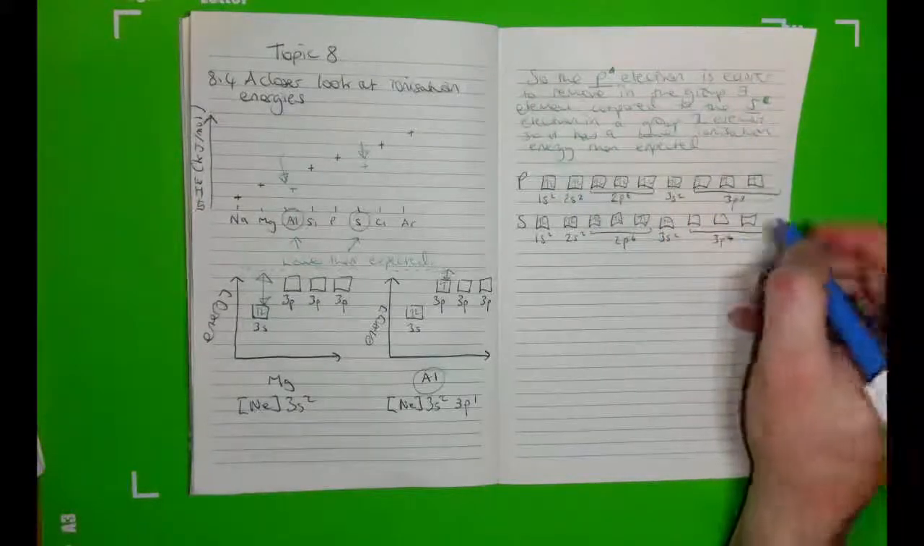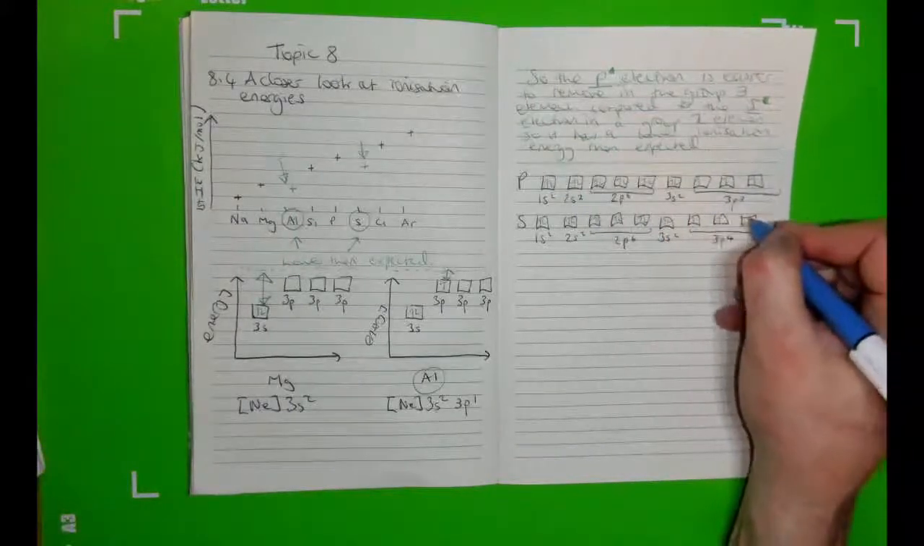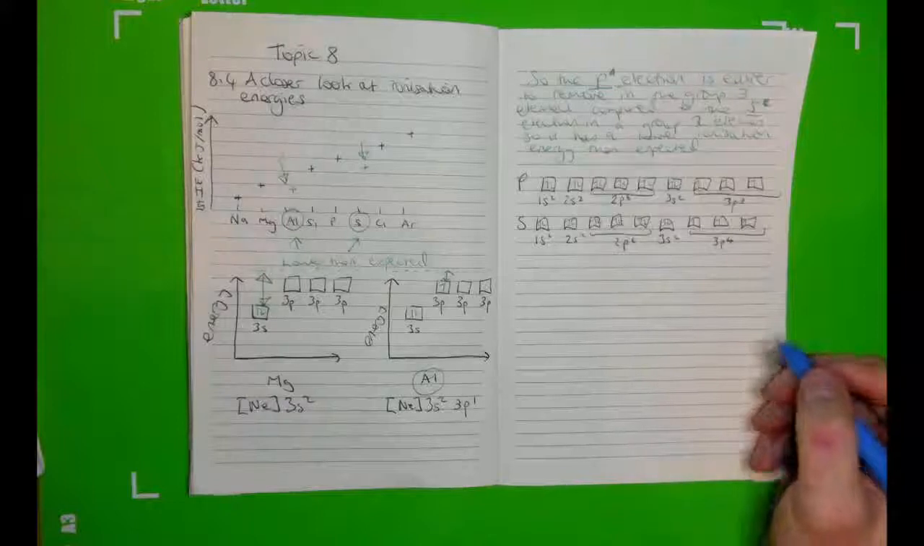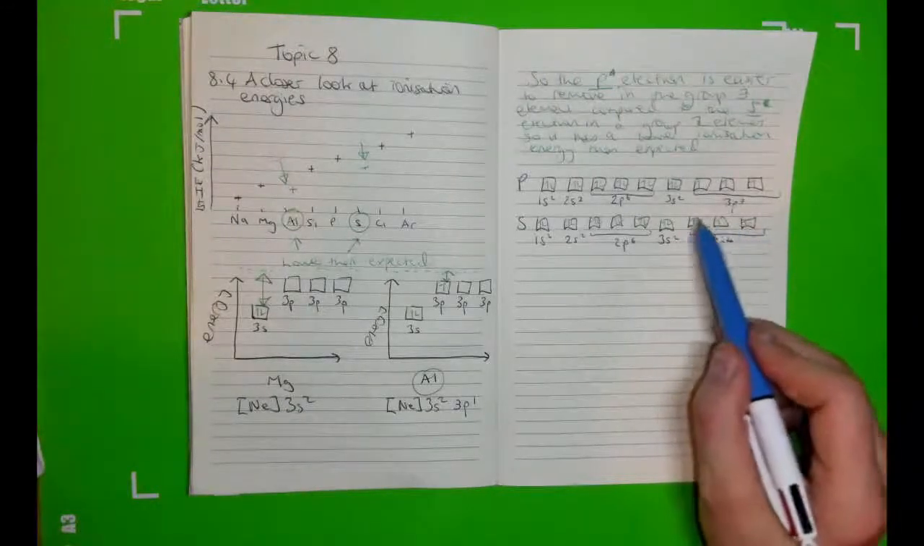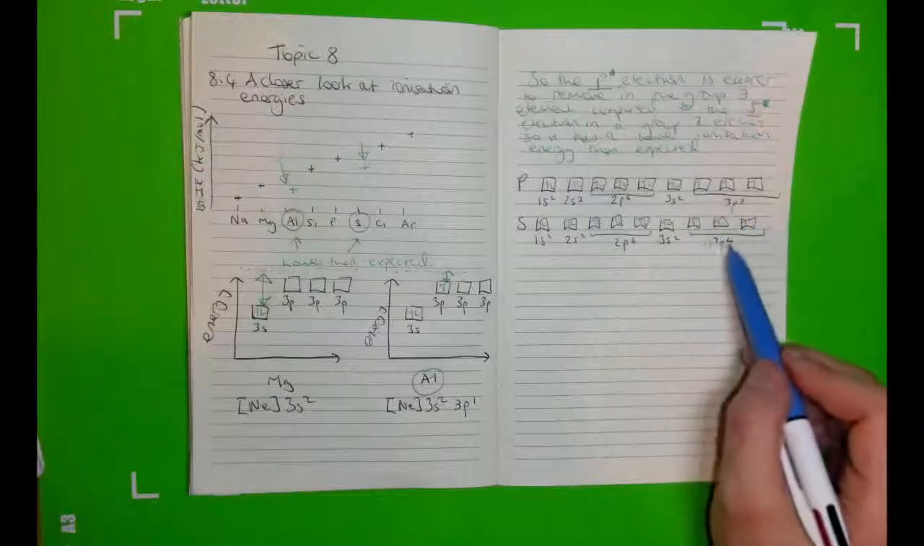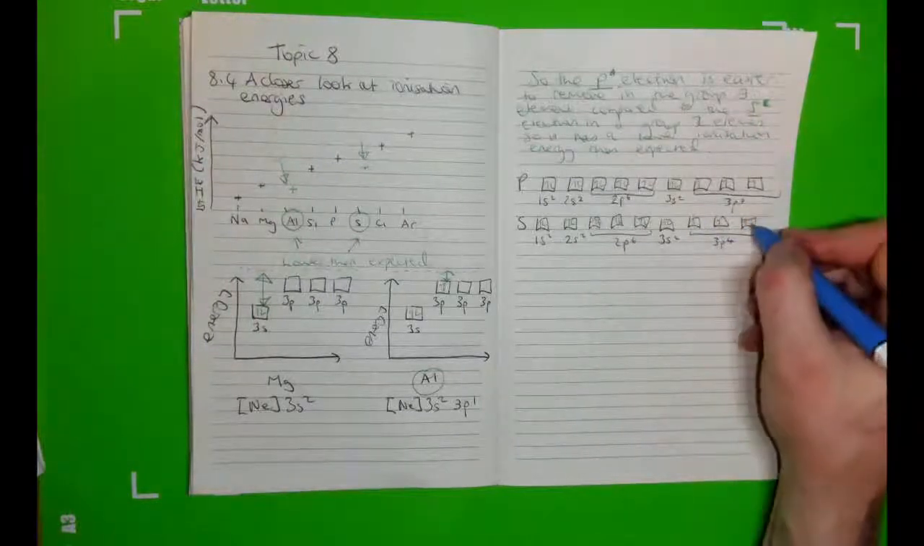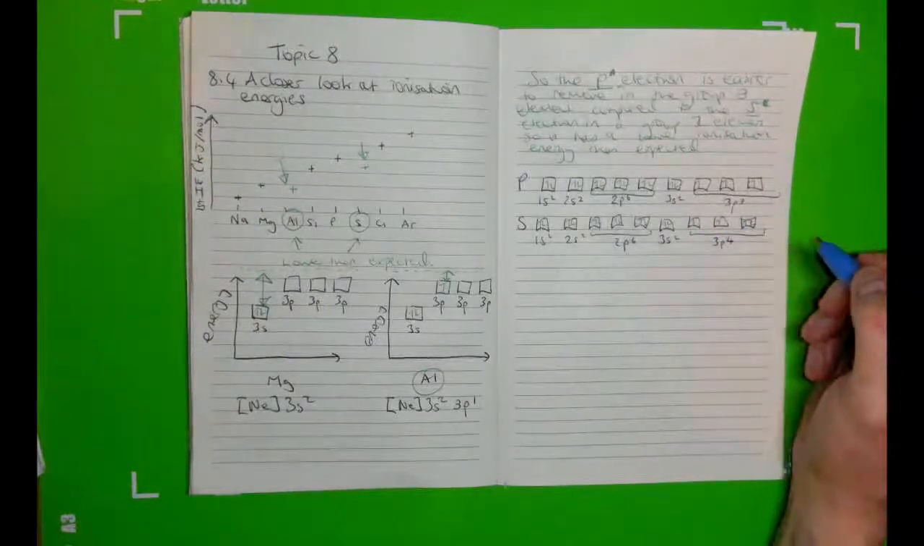3s2, 3p4. 1, 2, 3. Now, I'm going to have to put my fourth electron in one of these orbitals. It doesn't matter which one I pick. It could be any one of these. They're all equivalent. Let's just put it there. Okay.